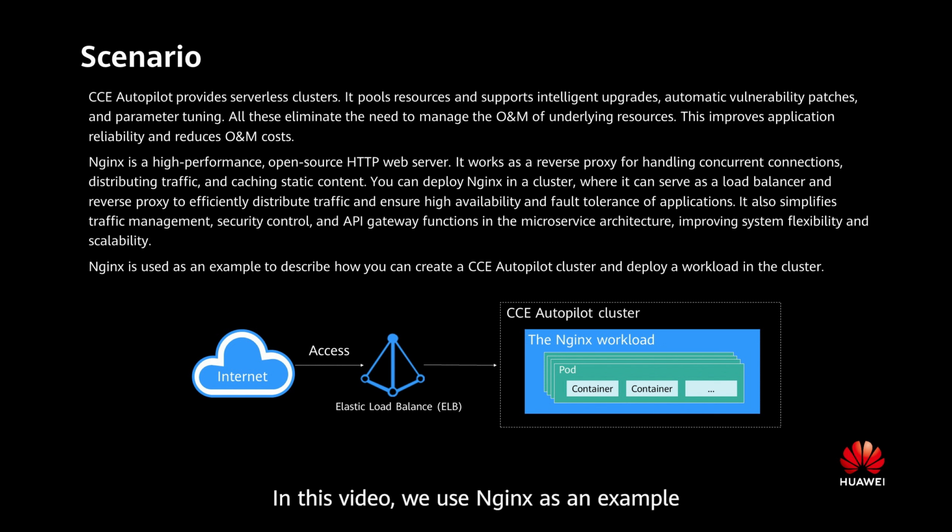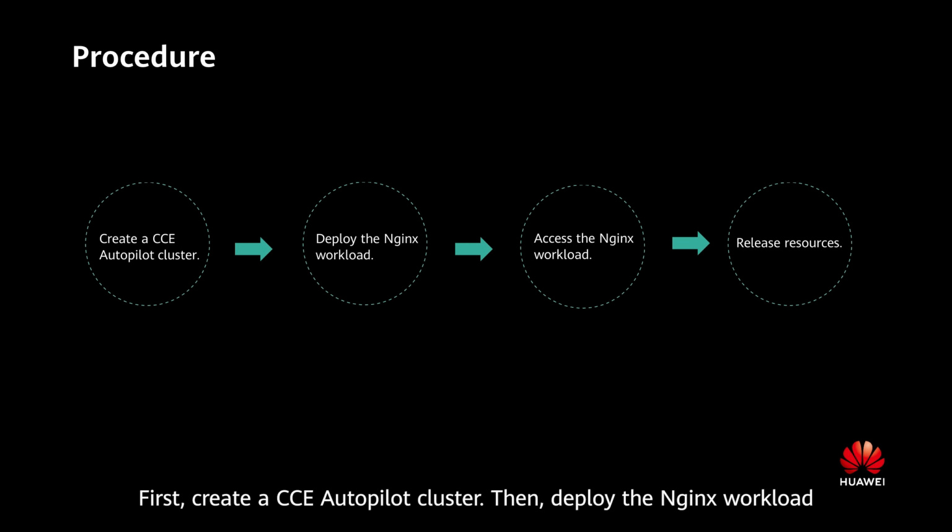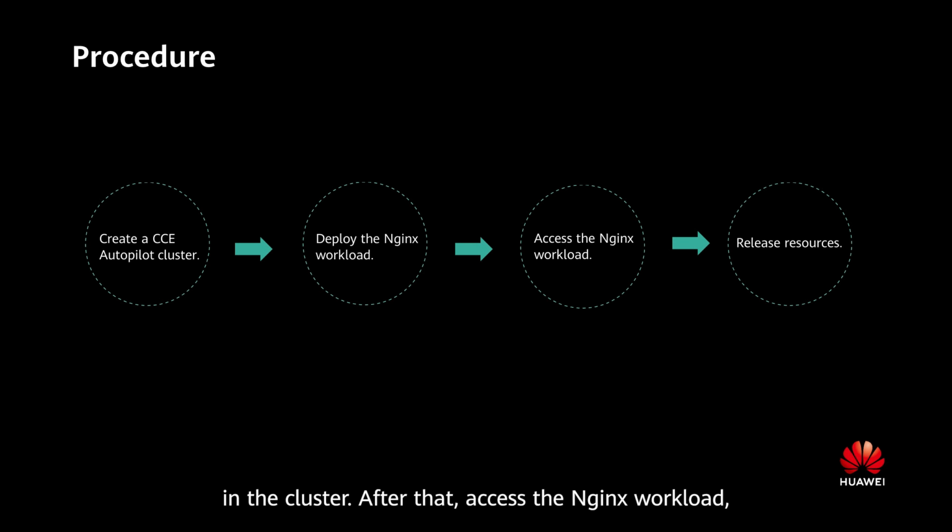In this video, we use Nginx as an example to show you how to create a CCE Autopilot cluster and deploy a workload in the cluster. In this example, we have enabled CCE and completed required authorization. There are still 4 steps. First, create a CCE Autopilot cluster. Then, deploy the Nginx workload in the cluster. After that, access the Nginx workload, and then release resources. The last step is optional. The process is as follows.